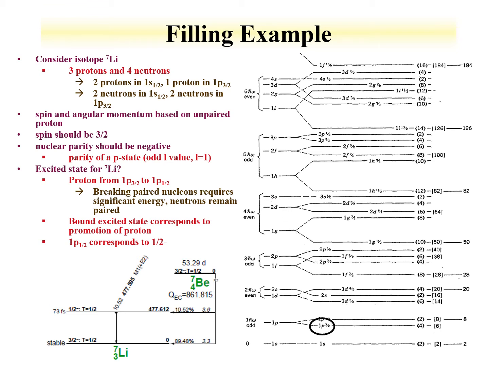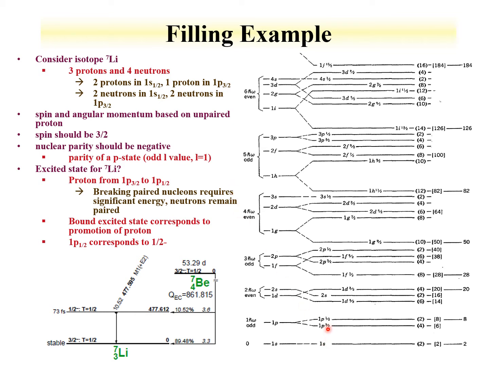We see here, this is the state that it occupies, and the 1p 3/2 correlates to 3/2 minus ground state. The excited state, shown here of lithium-7, is 1/2 minus. So the question is, if I have an excited state, I can either take the unpaired proton and excite it, or split one of the paired neutrons and excite one of those. It's much easier for the first excited state just to take the unpaired nucleon and excite it.